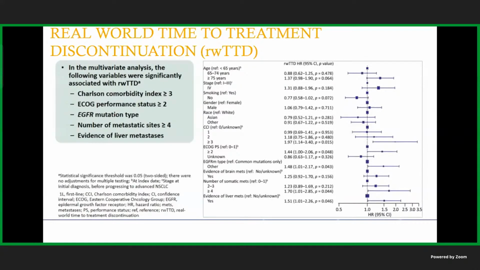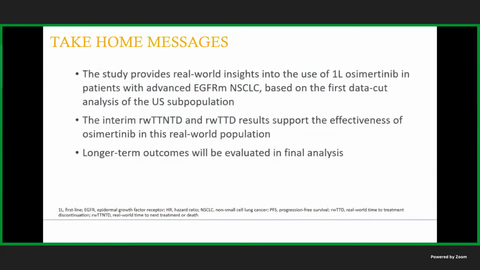FLAURA trial. And in the multivariate analysis, the following variables were significantly associated with real-world time to treatment discontinuation: Charlson comorbidity index more than 3, ECOG performance status more than 2, EGFR mutation type, and the number of metastatic sites more than 4, or the evidence of liver metastasis.